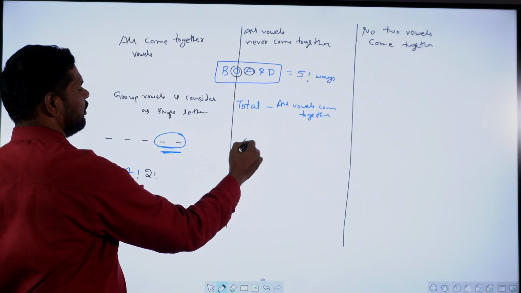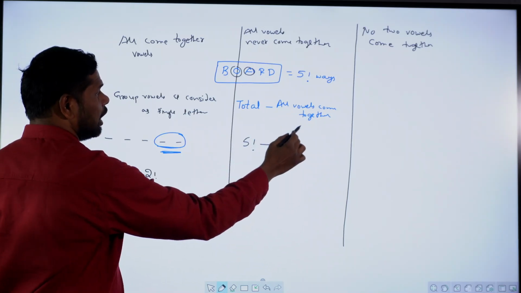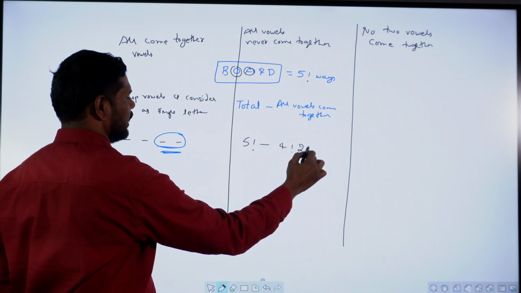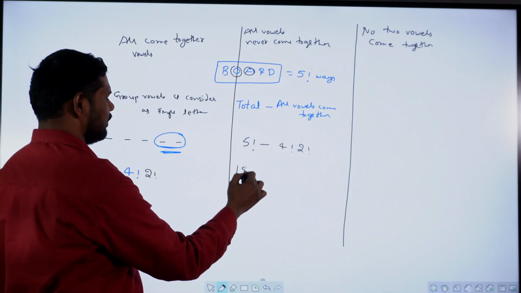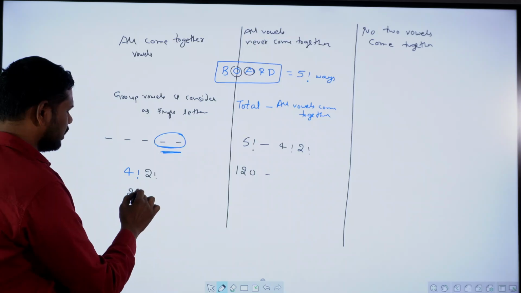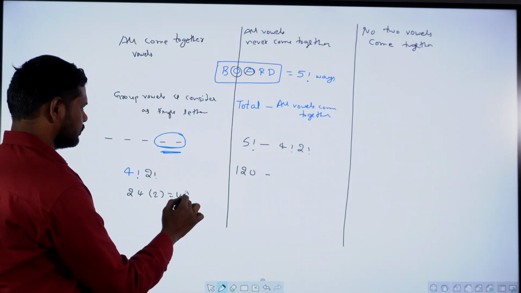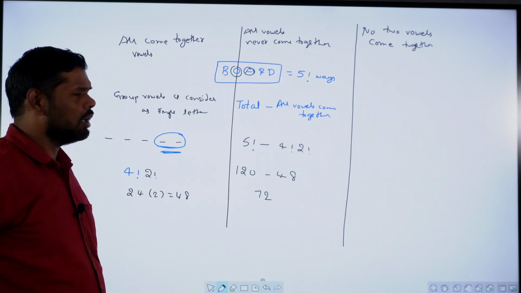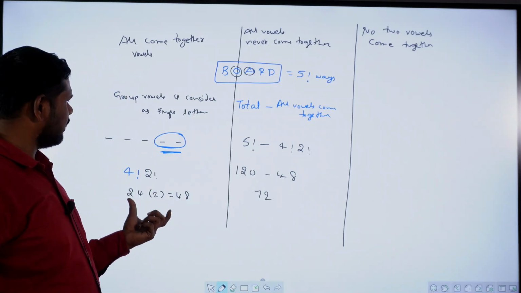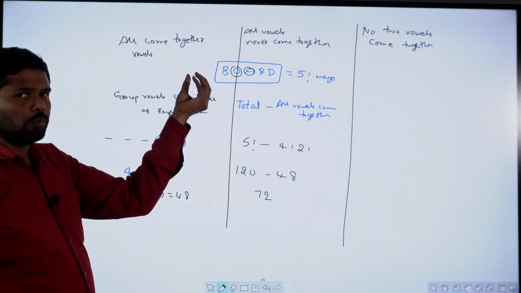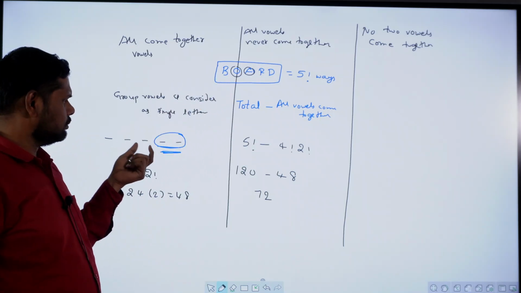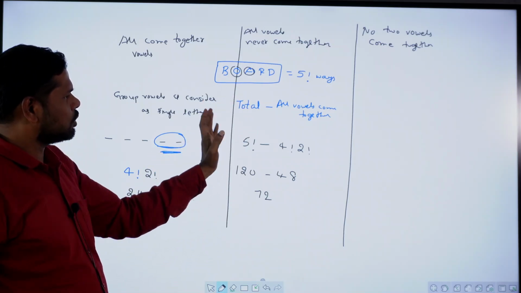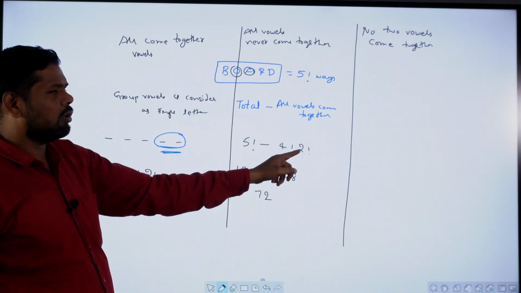Here, how many total? 5 factorial, minus all vowels come together, which is 4 factorial into 2 factorial. 5 factorial is 120. 4 factorial is 24, into 2 is 48. 120 minus 48 is 72. That's it, simple. All come together in 48 ways. So consider the vowels as a group, and 4 letters can be arranged in 4 factorial. Then all vowels never come together means total 5 factorial ways minus 4 factorial into 2 factorial.